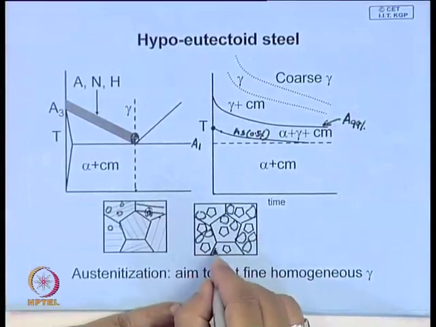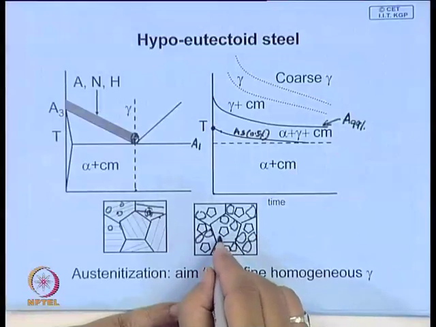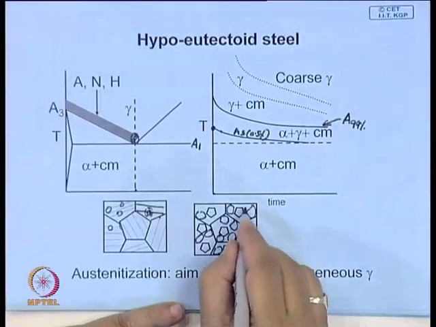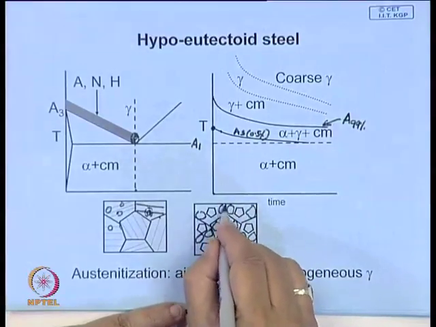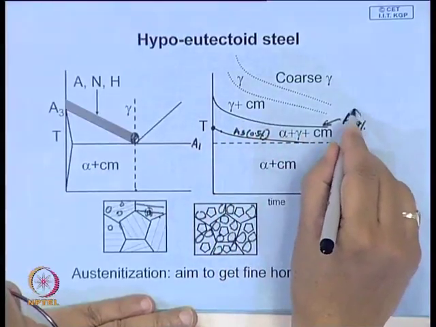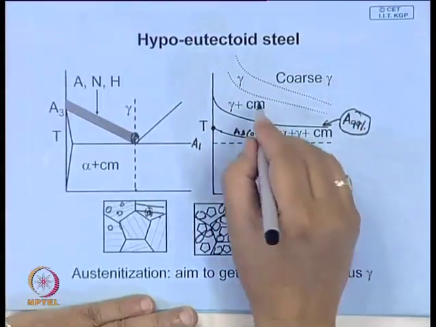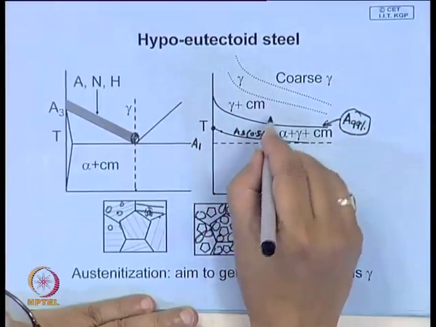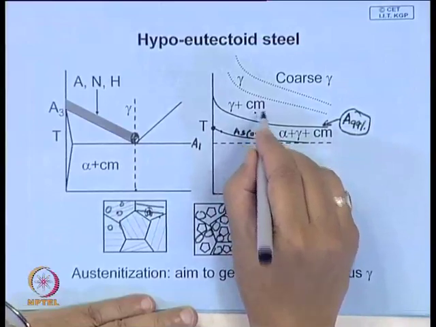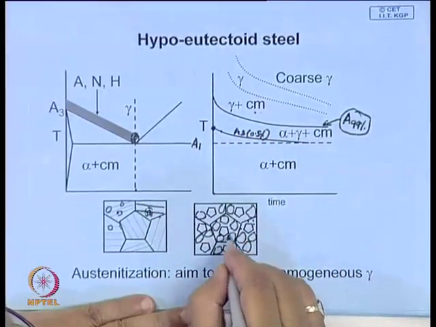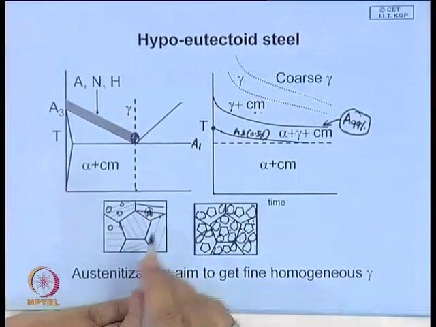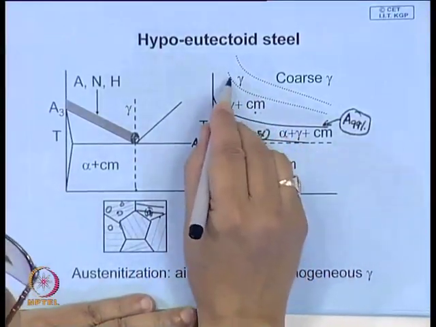You can get very fine austenite grains. But it is not enough to convert this; you have to see that this austenite is homogeneous. For that you have to allow time. Even after all the ferrite is gone, you may still be left with some amount of cementite particles undissolved, which you have to allow still more time to dissolve in austenite.